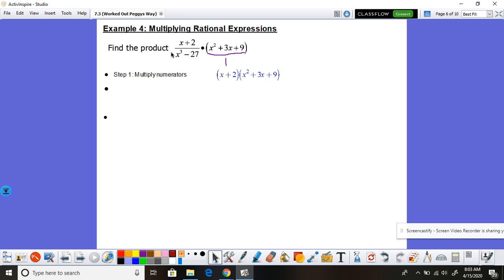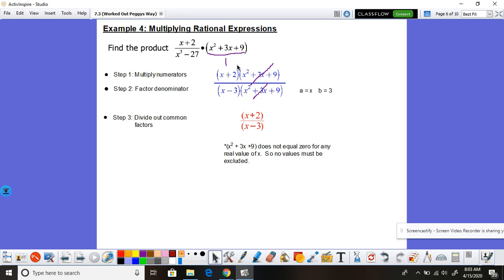And then the denominator, notice this is the difference of cubes. So we're going to factor that out, okay? So x cubed minus 27 goes to x minus 3 times x squared plus 3x plus 9. So when I talk about difference of cubes, my a is my x, my b is my 3. And so we'll end up getting this. Well, we like this because notice this and this are the same thing. Okay, so we can divide out like factors. And when I do, I'm left with x plus 2 over x minus 3.